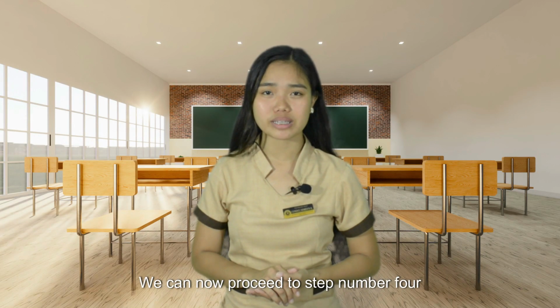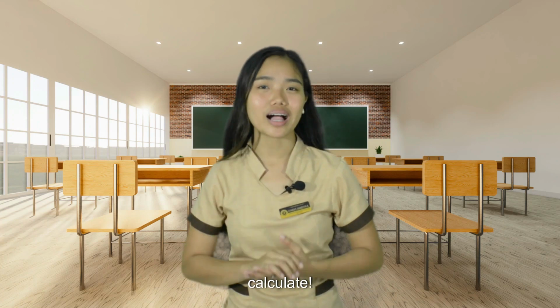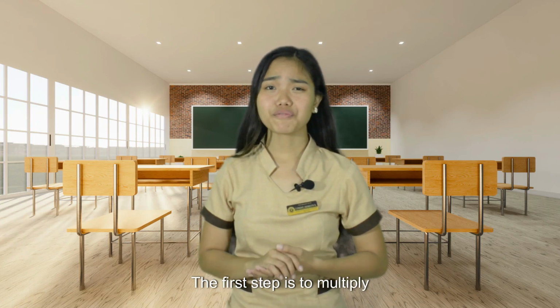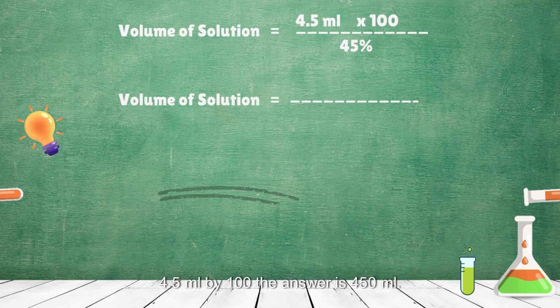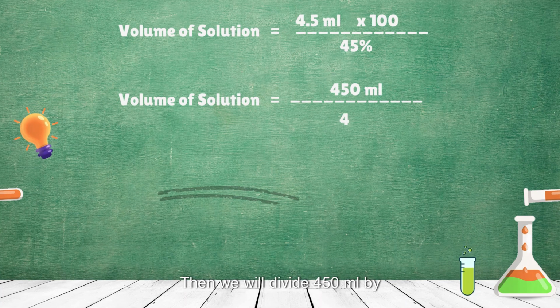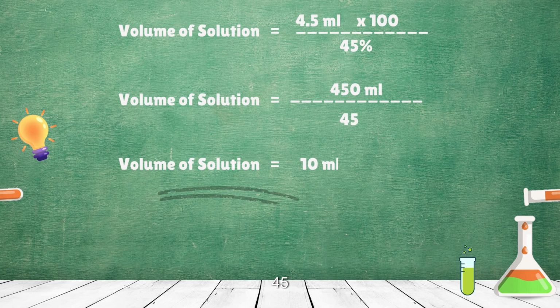We can now proceed to step number 4, calculate. The first step is to multiply 4.5 ml by 100. The answer is 450 ml. Then, we will divide 450 ml by 45. The answer is 10 ml.